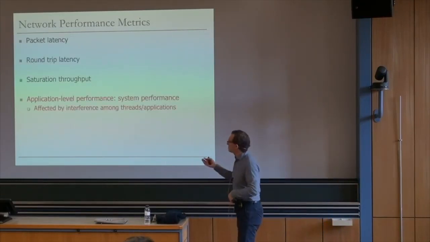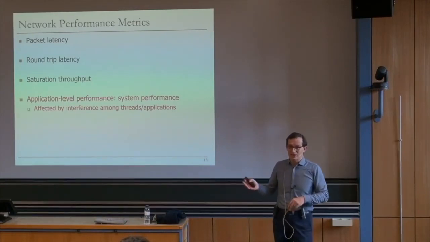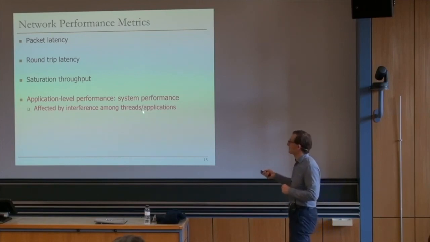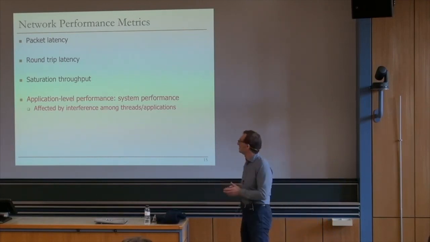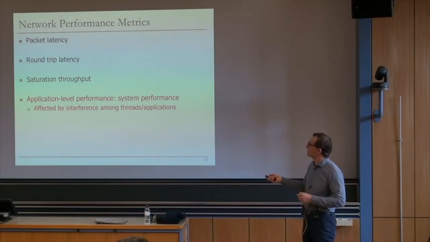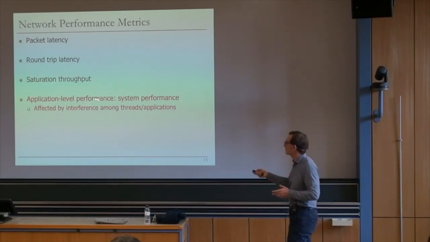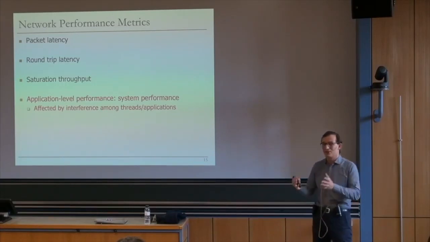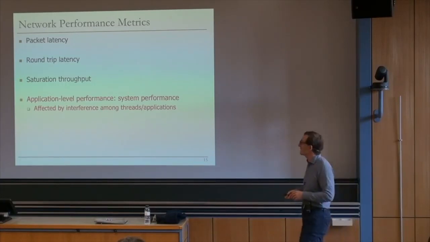But I think actually a lot of works, especially in on-chip networks, more recently have focused on application level performance, system performance, and this is really important, as you know by now. This is affected by interference among threads and applications also. So this is really important to consider. So we'll take a more application level view. And if you actually think about the applications, maybe there's a different way of designing networks.